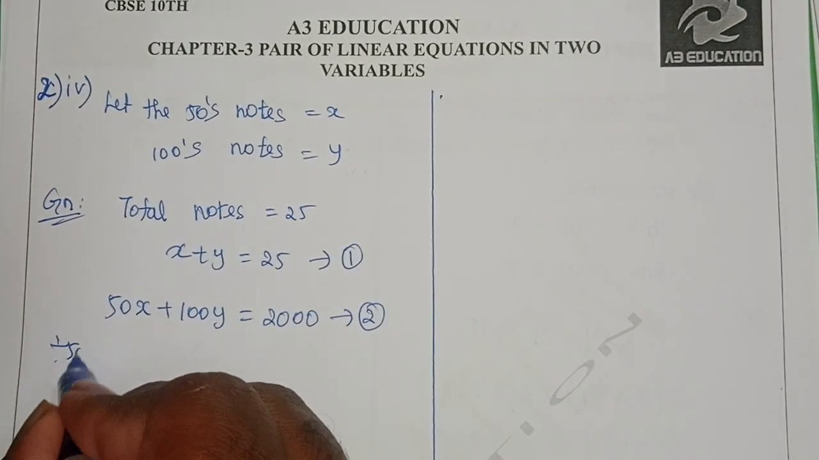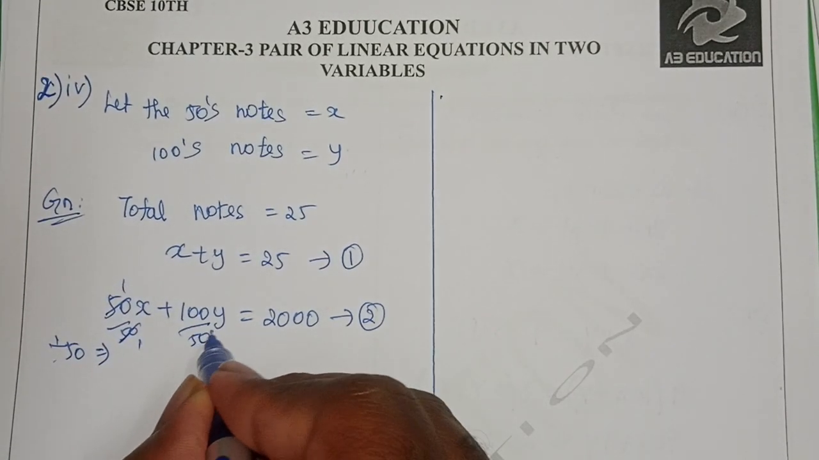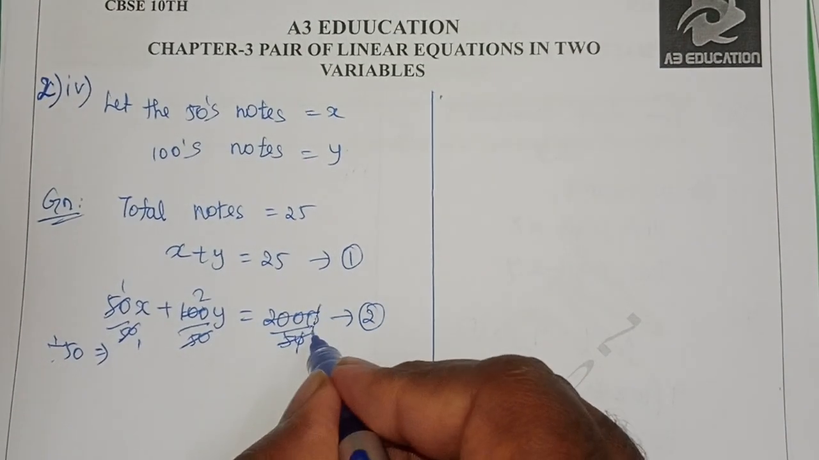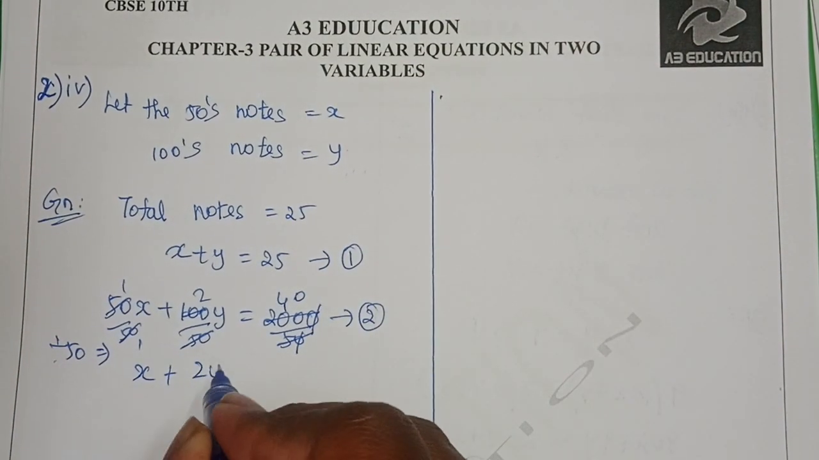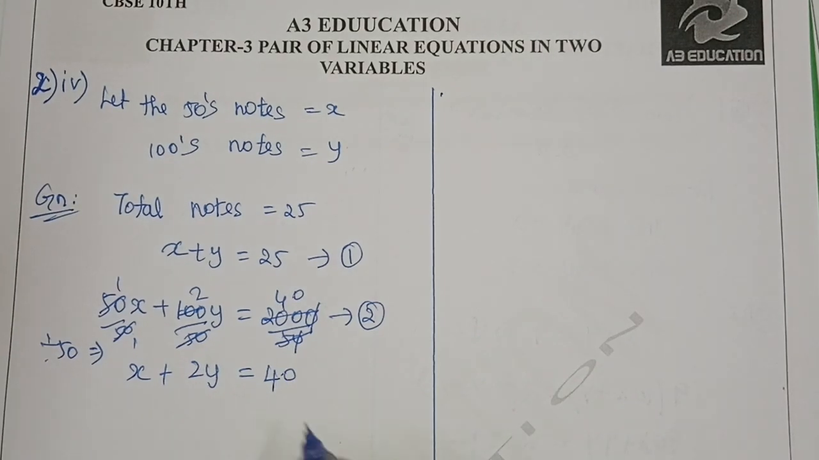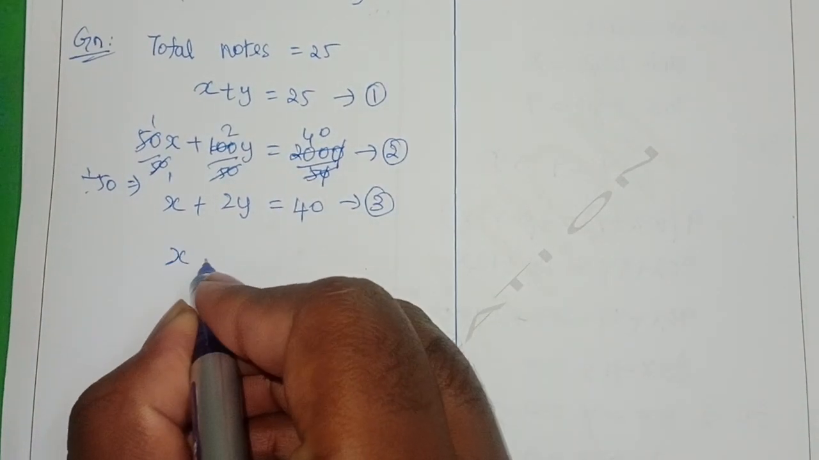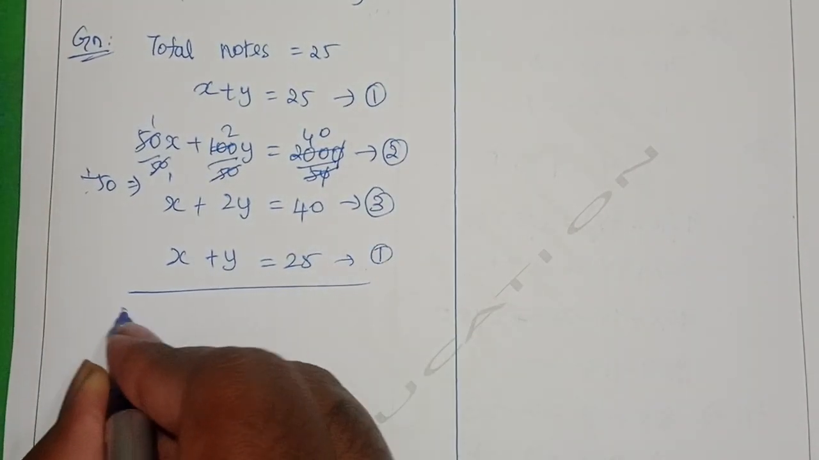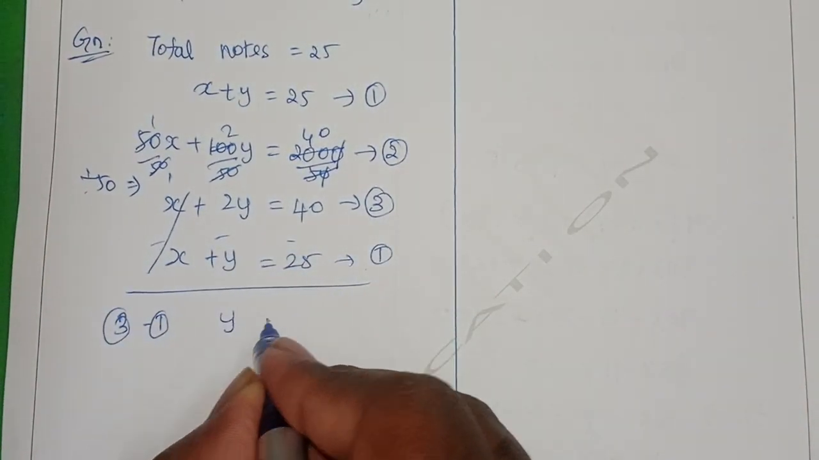In the second equation, there is a common element which is 50. Therefore, dividing by 50, 50 and 50 cancel. 50 x divided by 50 is x, 100 y divided by 50 is 2y, and 2000 divided by 50: the zeros cancel, 5 table means 40. Therefore, x plus 2y equal to 40. This will be equation number 3. I took equation number 1 as such and I am performing the subtraction, 3 minus 1. The x terms cancel, which gives y equal to 15.